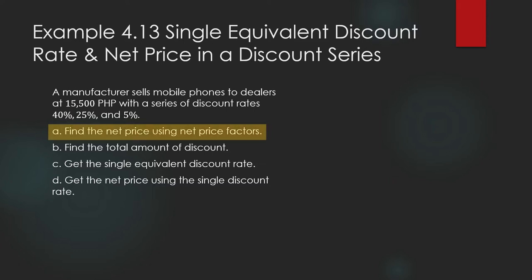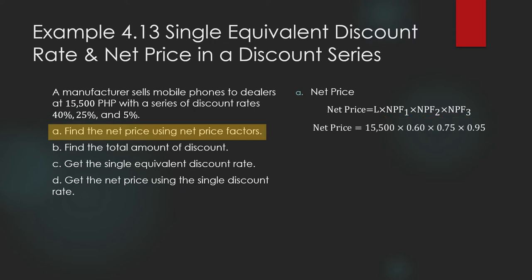Let us answer letter A. Let us find the net price using your net price factors. So the net price is equal to the list price times NPF sub 1 times NPF sub 2 times NPF sub 3. So it's equal to this, 15,500 times 0.6 times 0.75 times 0.95. Now, where did this come from? Well, it came from this, okay?